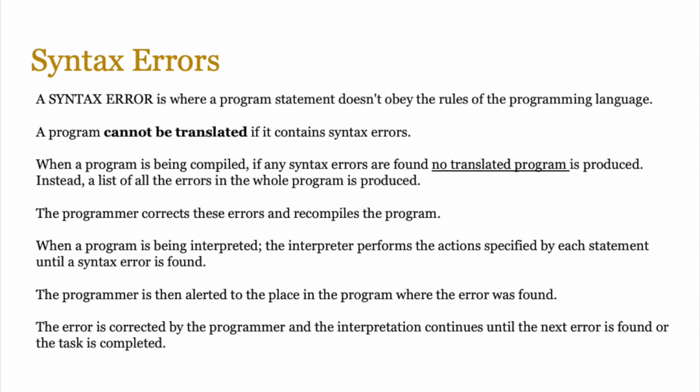When a program is being interpreted and you encounter a syntax error, you find that error in that particular line, so you can fix that before you move on to the next line. The programmer is alerted to where the error is, and then the error can be corrected. Interpretation, therefore, is very useful when we're developing a program.